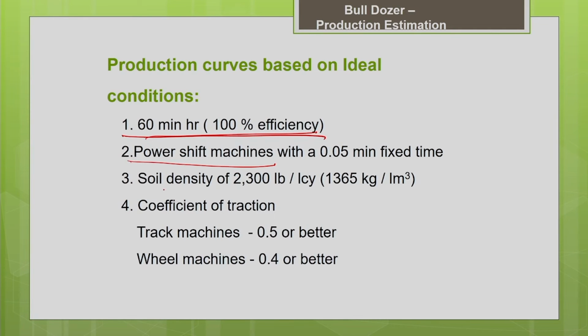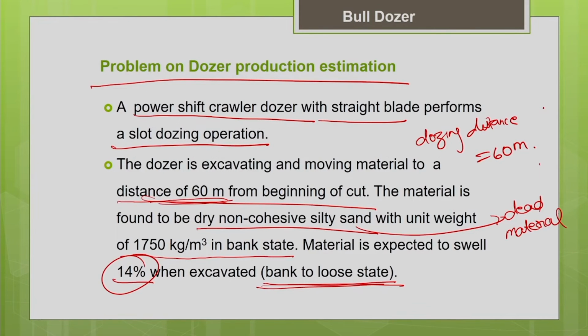But this curve value is applicable for a soil density of 1365 kg per meter cube. In our case, the soil density is given as 1750 kg per meter cube in bank state, that is to be noted. The soil the bulldozer is going to move is of density 1750 kg per meter cube in bank state.